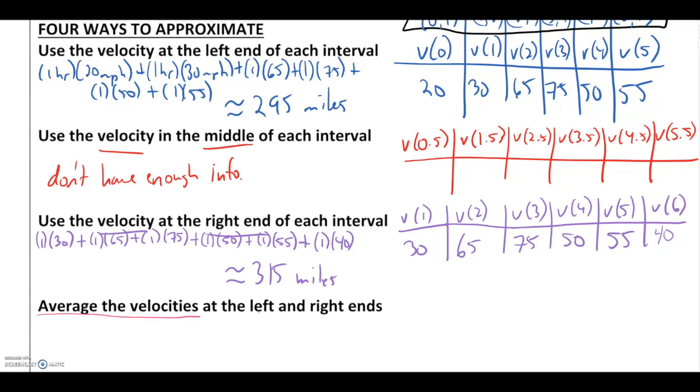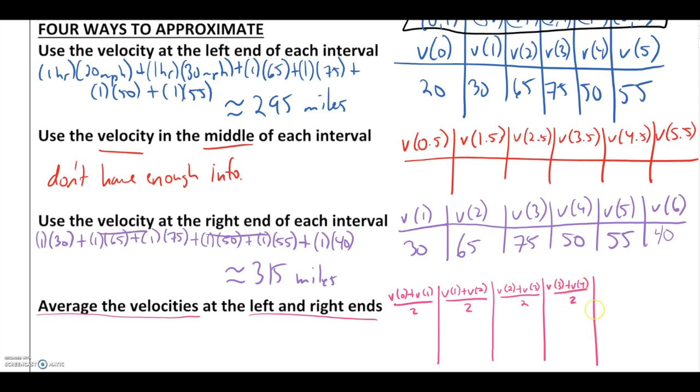And the last way we'll look to approximate, and maybe something you would have thought of at the beginning, will be to average the velocities at both the left and right ends. And thinking about how we would do an average, that would mean on the interval from 0 to 1, we're going to take v of 0 plus v of 1 and divide it by 2. Second interval, we'll take v of 1 plus v of 2 and divide that by 2. And we'll keep going with this calculation all the way across. And really, especially with only averaging 2 values out, this just means we're taking the velocity right in the middle of the velocities at the ends.